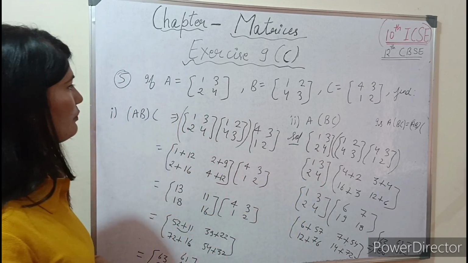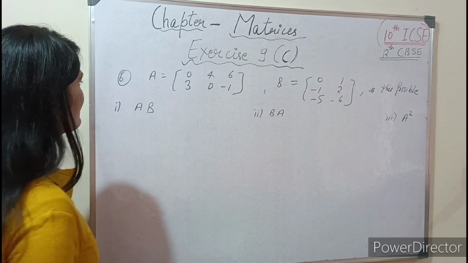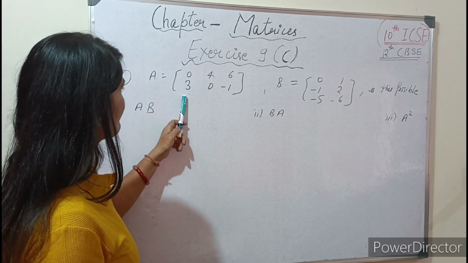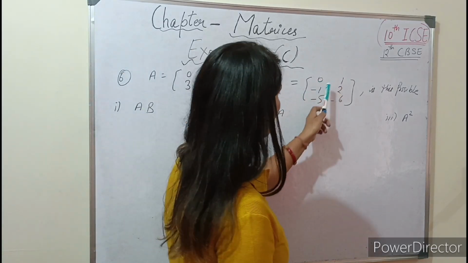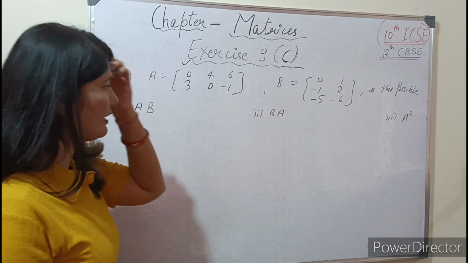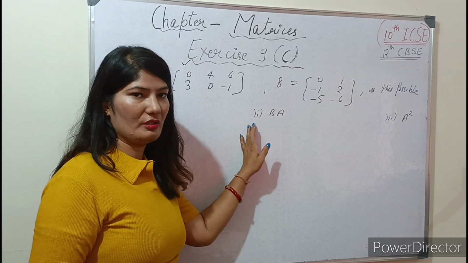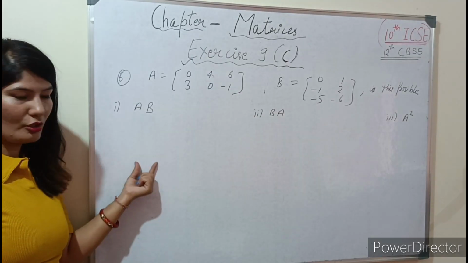Right. This is question number 5. So please have a look. Now moving to question number 6. You will see here A is equal to 0, 4, 6, 3, 0, minus 1. B is equal to 0, 1, minus 1, 2, minus 5, minus 6. So here you have to find out whether these values are possible or not. Okay, the question is, is this possible? So it means the multiplication is possible or not.